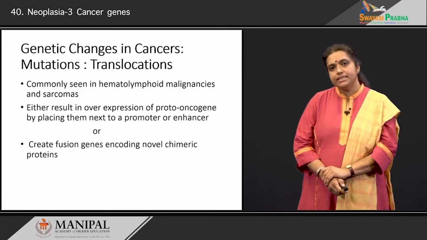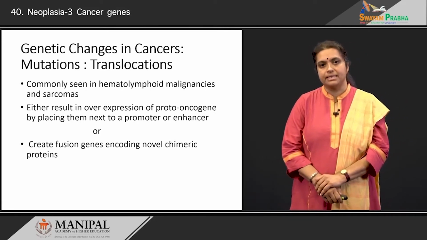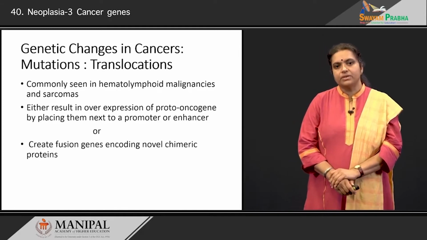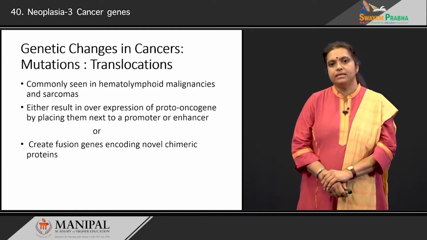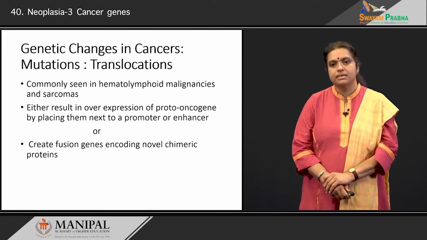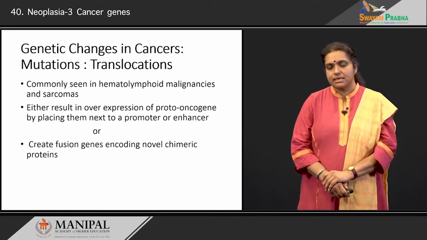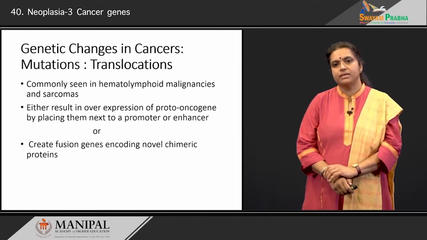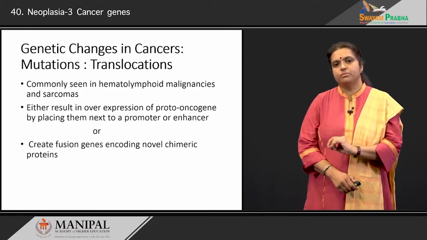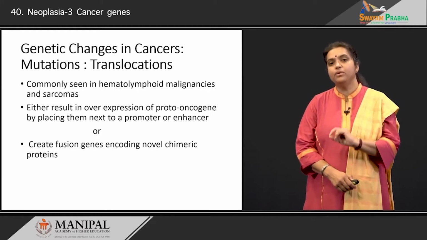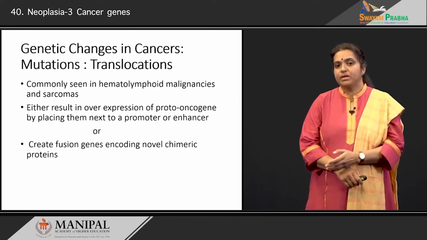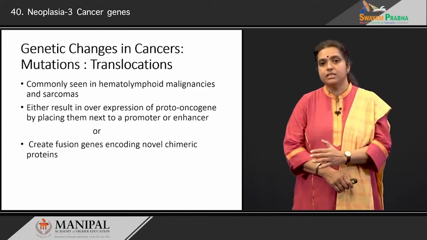The second genetic lesion that we see in cancer cells is known as translocations. These translocations are commonly seen in hematolymphoid malignancies and sarcomas. Now, what are these translocations? Translocations are nothing but the juxtaposition of one chromosomal part into another that may involve certain genes. This may result in two things.